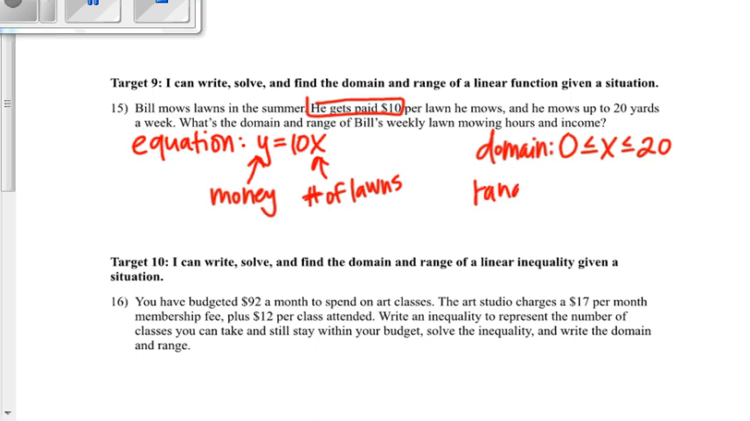For the range, the amount of money he makes, he's not going to make any money. If you plug in a 0 to your equation, he's not going to make any money if he doesn't do any work. Remember to use y. And then if he mows 20 yards at $10 a yard, he can make up to 200 bucks.